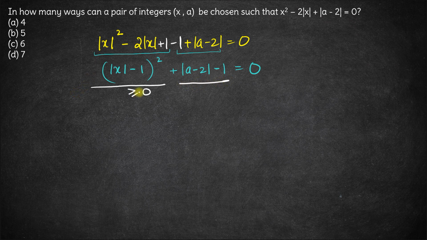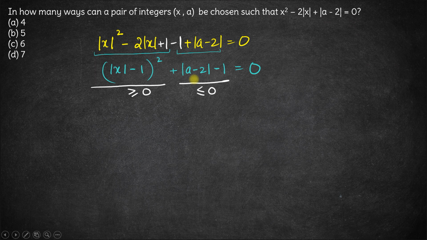Hence, if this is always greater than or equal to 0 and for both their sum to be 0, the value of this expression should be less than or equal to 0. Correct? If this becomes positive, can this value be 1? If this is 1, then this expression is at least 0, so the sum will become positive. So that's not possible. So for the sum of these two to be 0, since this is greater than equal to 0, this has to be less than equal to 0. And we know a has to be an integer. So mod of a minus 2 minus 1 will take only integral values.